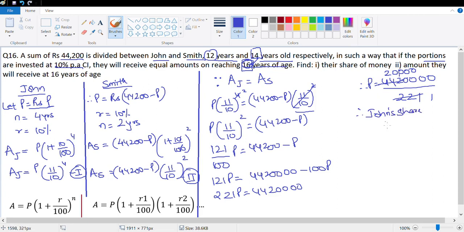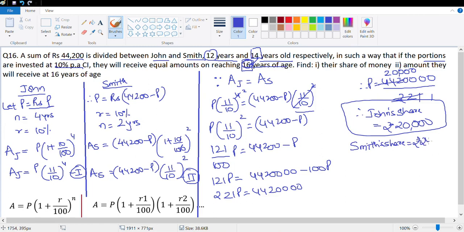So therefore John's share is rupees 20,000. Next, Smith's share will be 44,200 minus P, which means that will be 44,200 minus 20,000, which is rupees 24,200.